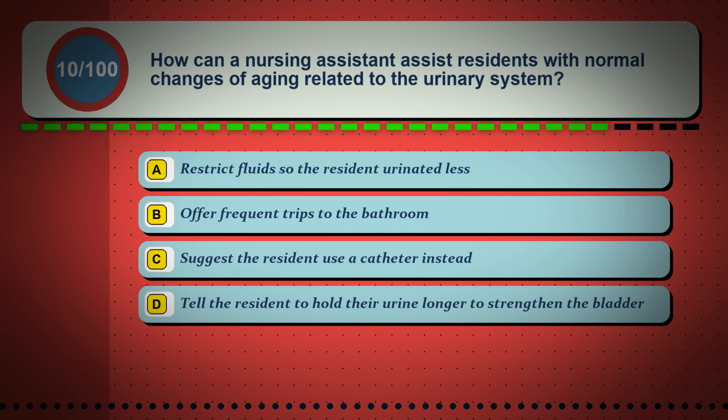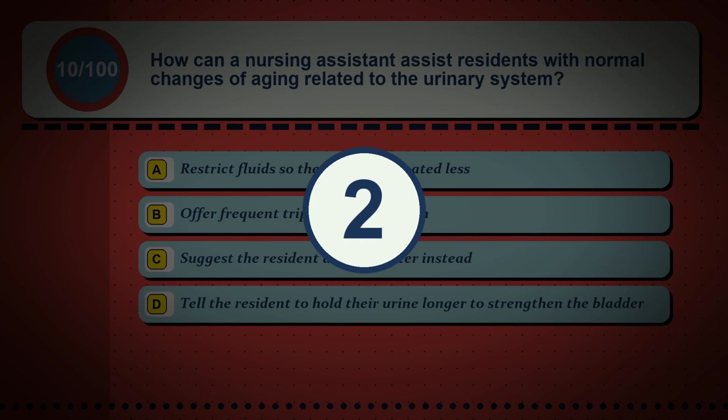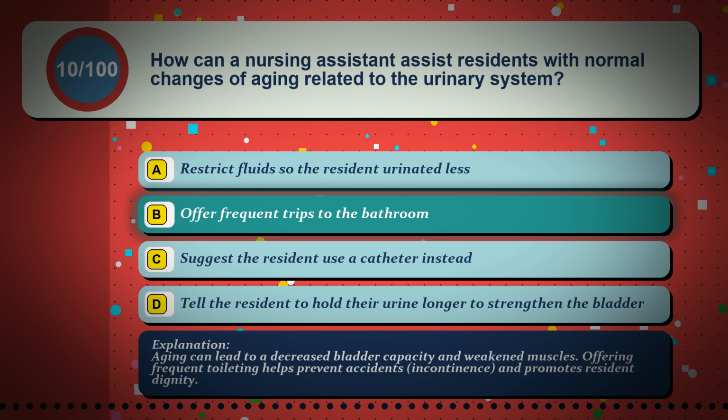Question 10. How can a nursing assistant assist residents with normal changes of aging related to the urinary system? Option A, restrict fluids so the resident urinates less. Option B, offer frequent trips to the bathroom. Option C, suggest the resident use a catheter instead. Option D, tell the resident to hold their urine longer to strengthen the bladder. The correct answer is option B, offer frequent trips to the bathroom. Aging can lead to a decreased bladder capacity and weakened muscles. Offering frequent toileting helps prevent accidents, incontinence, and promotes resident dignity.